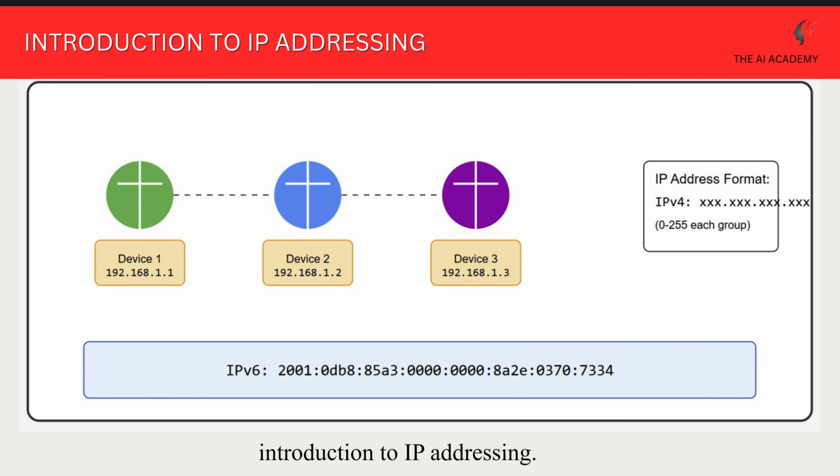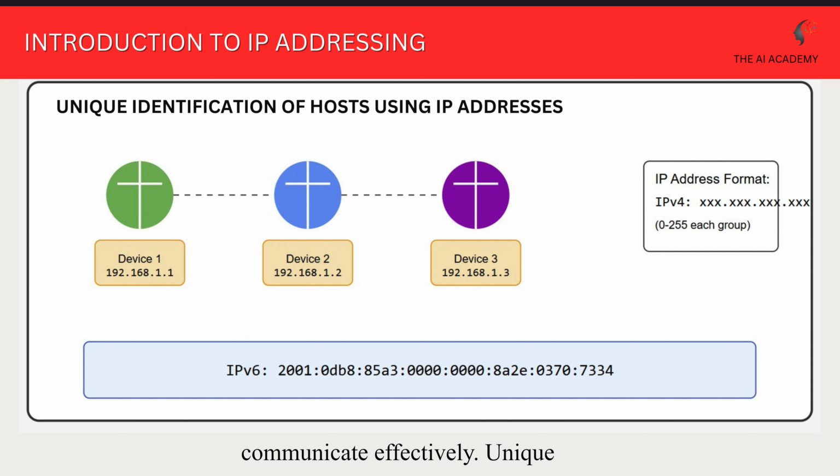Let's start with the introduction to IP addressing. Imagine you're at a party, and the host hands you a unique badge with your name and a number on it. This ensures everyone knows who you are and where to find you if needed. In the world of networking, IP addressing works similarly. It gives every device on a network a unique badge, so they can communicate effectively. Unique identification of hosts using IP addresses.